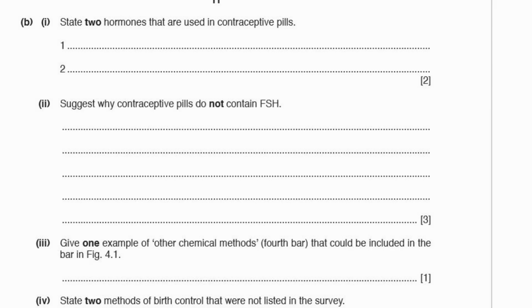B1, state 2 hormones that are used in contraceptive pills. Those hormones are estrogen and progesterone. Don't forget that sneaky little O in front of estrogen, just there to make it stand out and look funny.